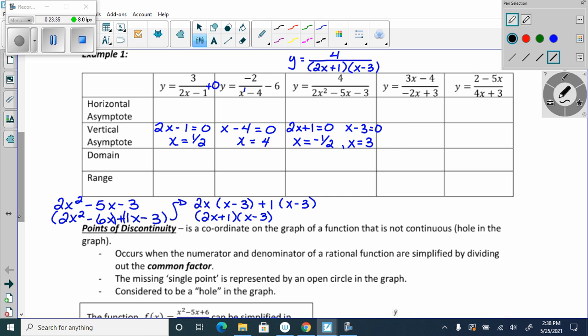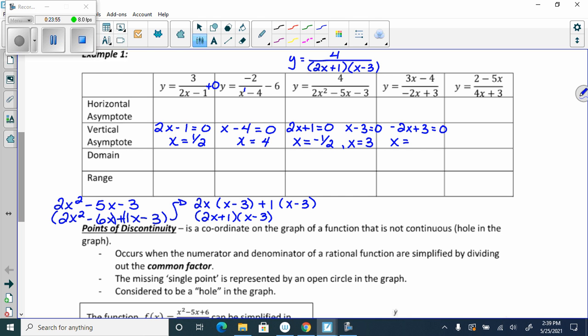So here I'm still going to take my denominator. Negative 2x plus 3 equals 0. I'm going to subtract the 3 and then divide by negative 2. Negative divided by negative, so I'm going to get 3 over 2. And then the last one is the numerator and the denominator the same degree again, but nothing cancels off. So I just take my denominator, 4x plus 3, set it equal to 0 and solve. I subtract my 3, divide by 4, and I get x equals negative 3 over 4.